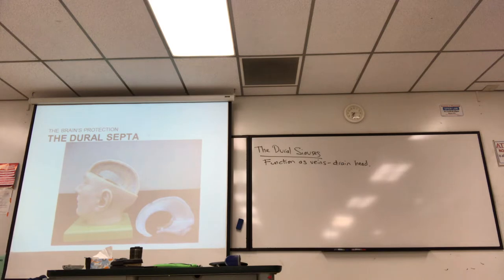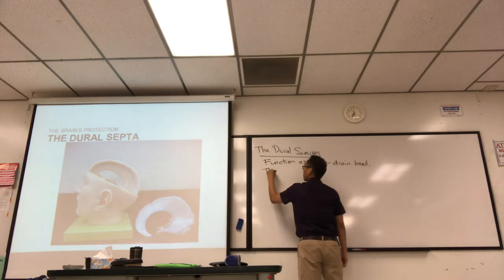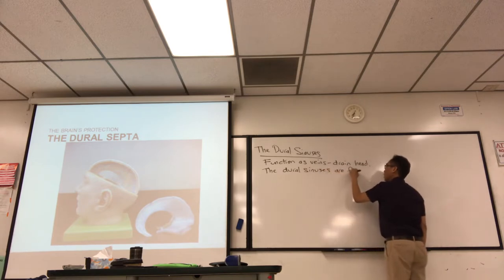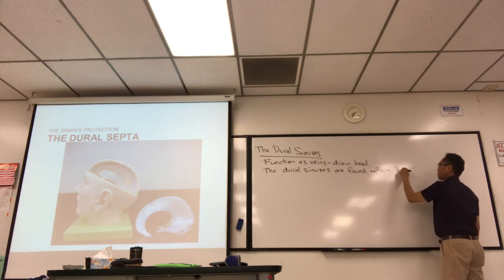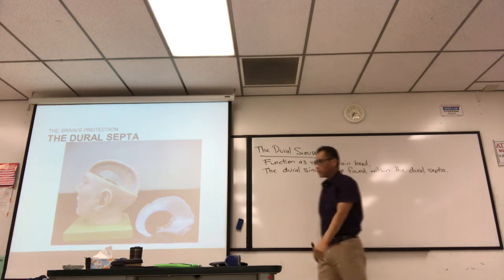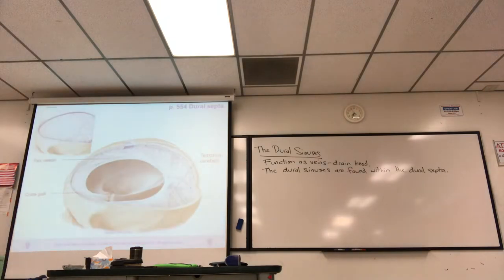Responsible to do is to also identify the dural septa, because that's where they're found. So what I'm writing is the dural sinuses are found within the dural septa. The dural septa, so you need to identify those. They're dura mater, connective tissue that compartmentalizes the brain. And what you see in this picture is the brain in the cranial cavity, and then when you remove the brain, you see the dural septa in its divisions.